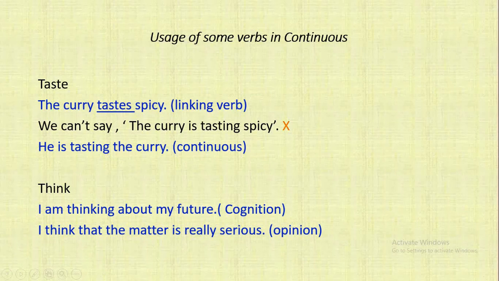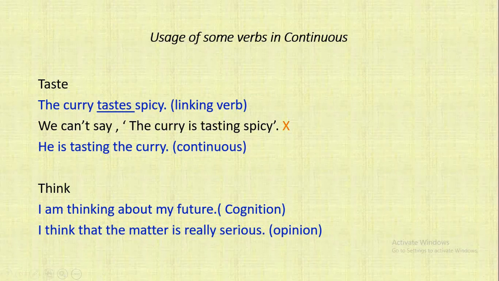Look at the next example here. I'm thinking about my future. If you look at this sentence, we have used the word think in ing form. It means that when you are referring to the cognition of a person, the mental capacity of a person to think. I'm thinking about my future. It means that this action is going on. It's happening right now, that I'm thinking about it.